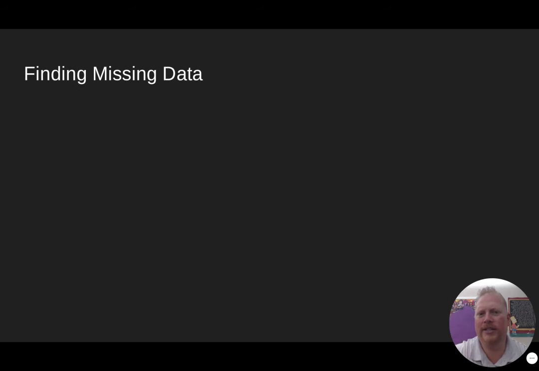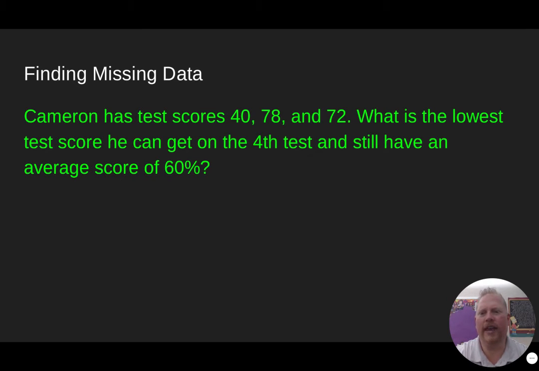Last skill I want you guys to learn is how to find missing data. So for instance, if Cameron has test scores of 40, 78, and 72, what's the lowest test score he can get on the 4th test and still have an average score of 60%? With questions like this, I see people mess up all the time. So I'm going to show you a few of the big pitfalls, as well as the right way to do this.